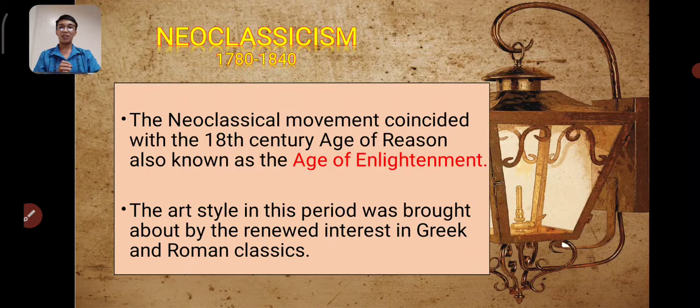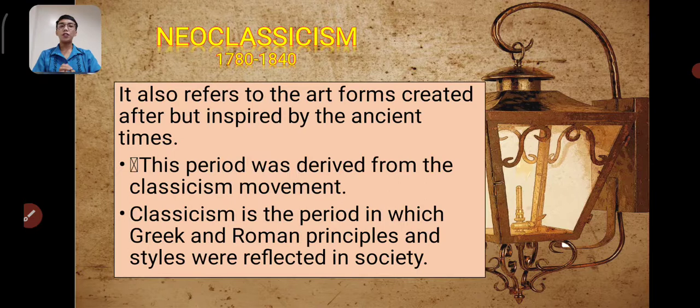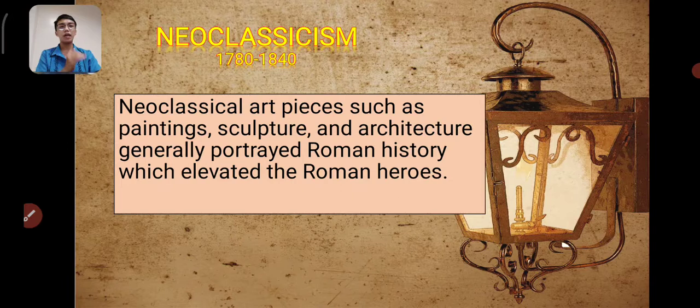The art style of this period was brought about by the renewed interest in Greek and Roman classics. It also refers to the art forms created after but inspired by the ancient times. This period was derived from the Classicism movement. Classicism is the period in which Greek and Roman principles and styles were reflected in society. So in Classicism, both Greek and Roman principles and their styles were blended. Neoclassical art pieces such as painting, sculpture, and architecture generally portrayed Roman history, which elevated the Roman heroes. The masterpieces back then showed their heroes and experiences. Now we proceed to its characteristics. First, the portrayal of Roman history.